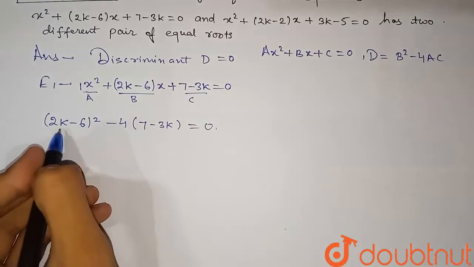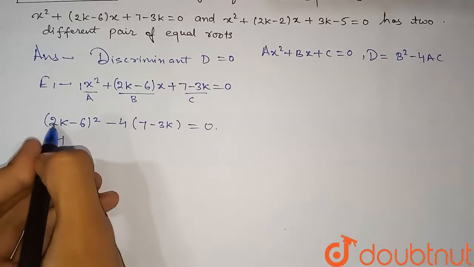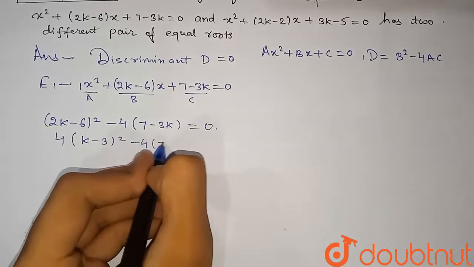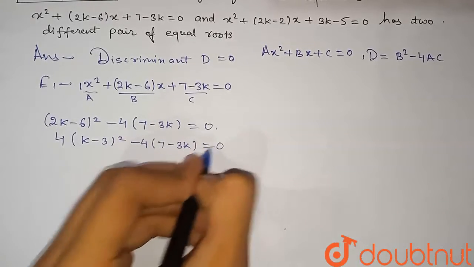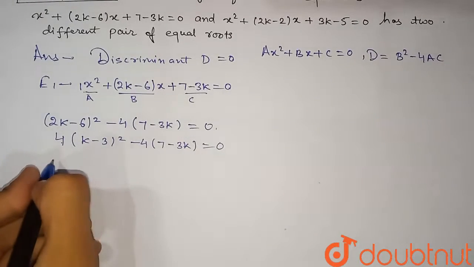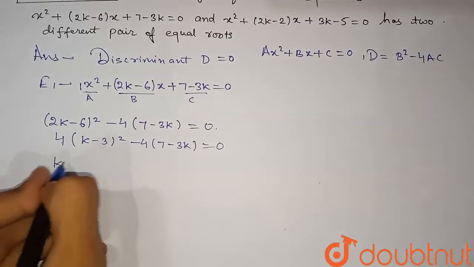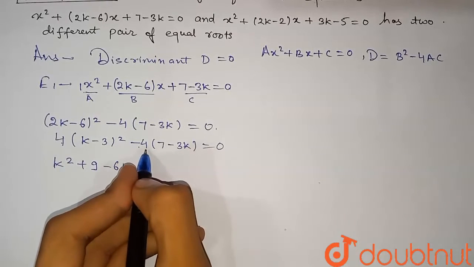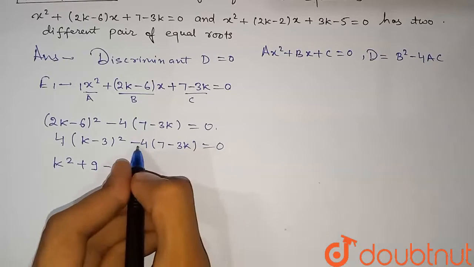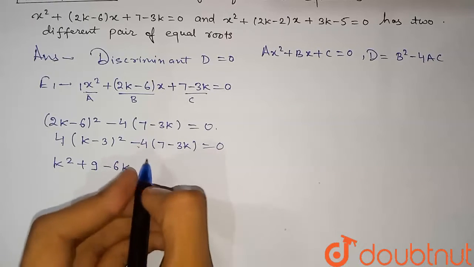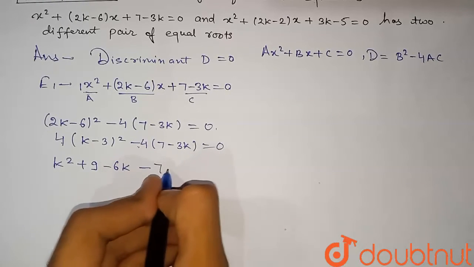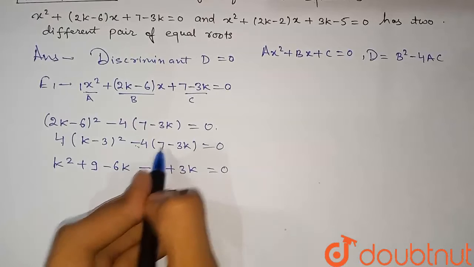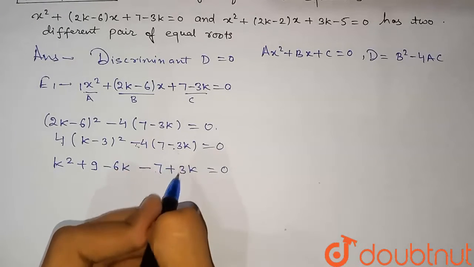If we take 2 common, we get 4 outside, that is 2 square, and here it will be (k minus 3) whole square, minus 4 times (7 minus 3k), equal to 0. Cancelling this 4 with the 0, we get (k minus 3) whole square, whose value will be k square plus 9 minus 6k, and minus into this 7 minus 3k, because we have taken 4 common and cancelled, so it will be minus 7 and plus 3k, because minus into minus becomes plus. So this is the value.